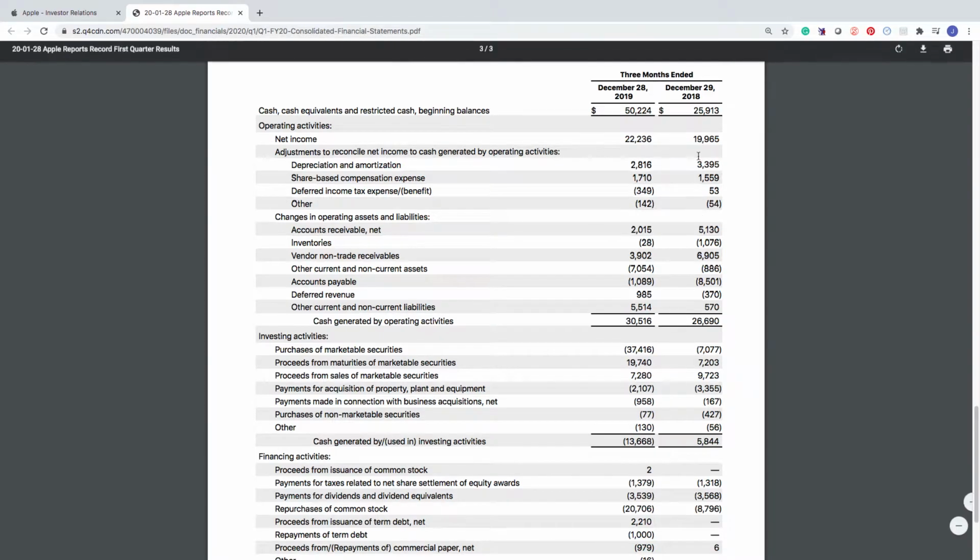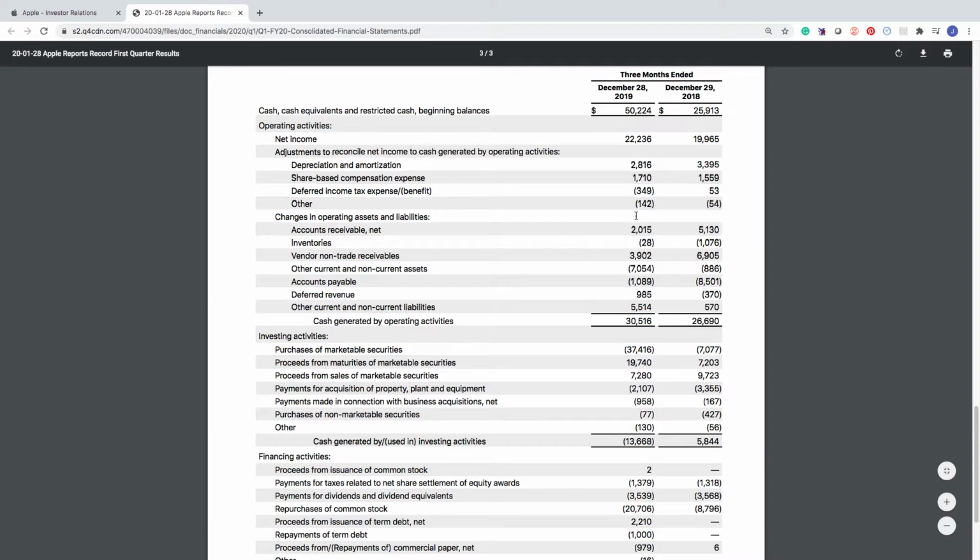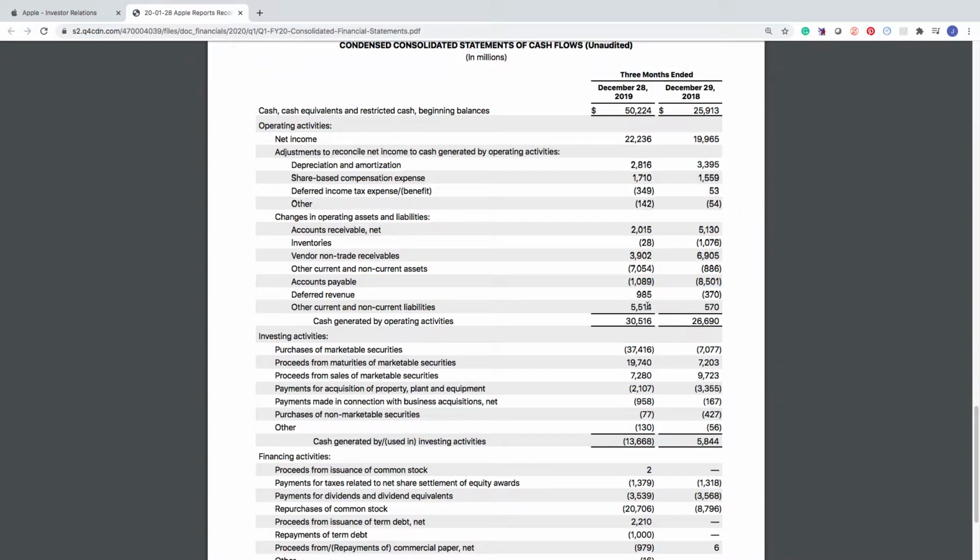In the case of Apple for 2019, if we simply sum up these amounts, we see that it's roughly around $5 billion. This is the amount that Apple has generated from its day-to-day operations. So now that we've discussed depreciation and amortization, let's have a look at all of these other items.